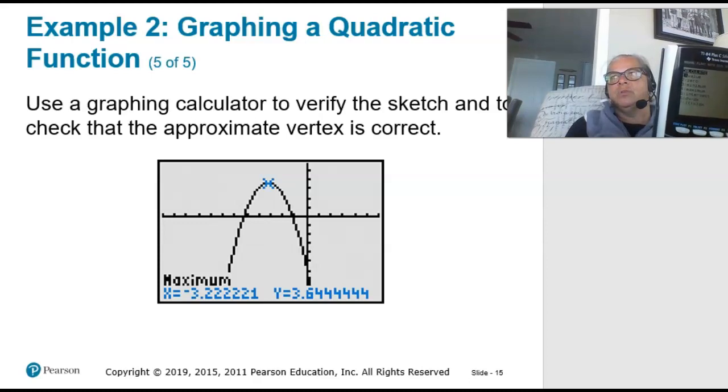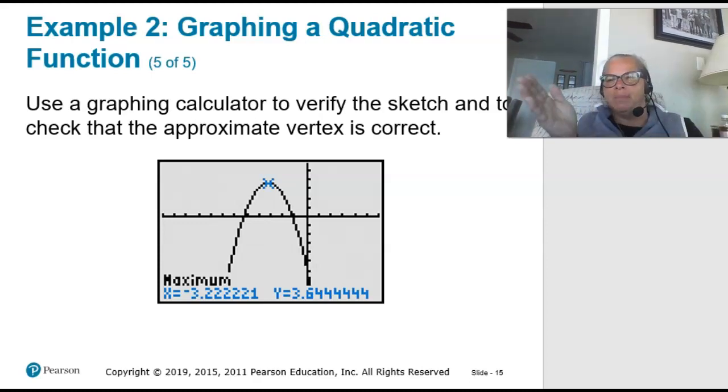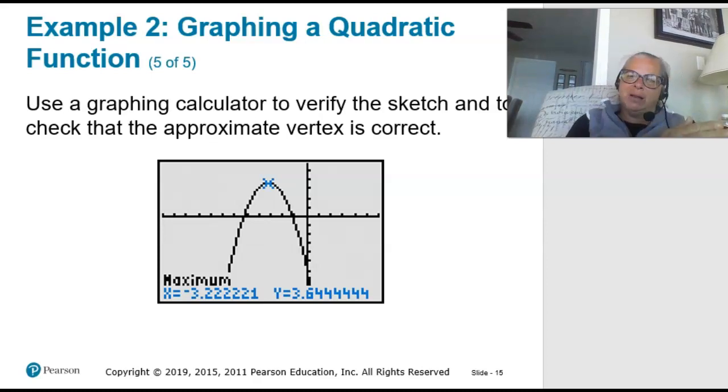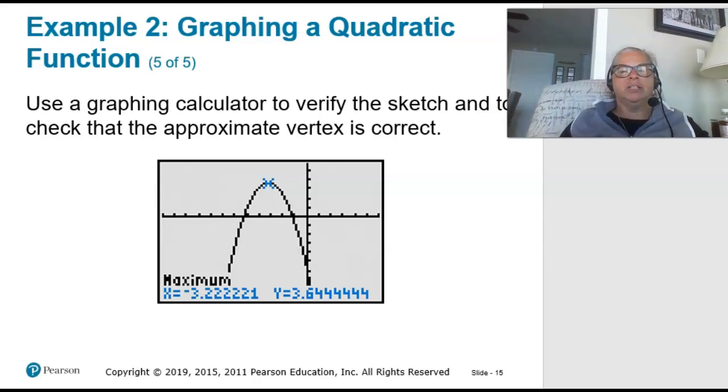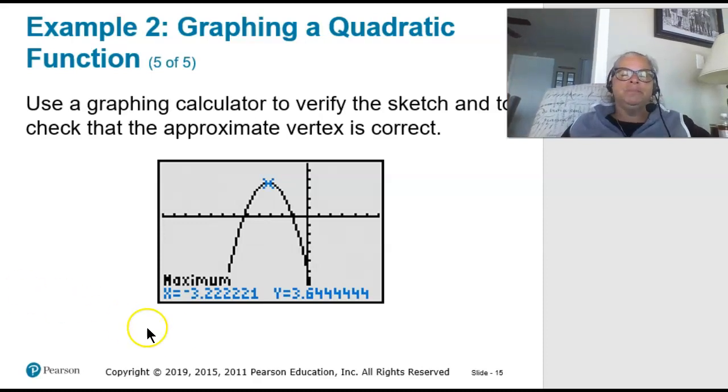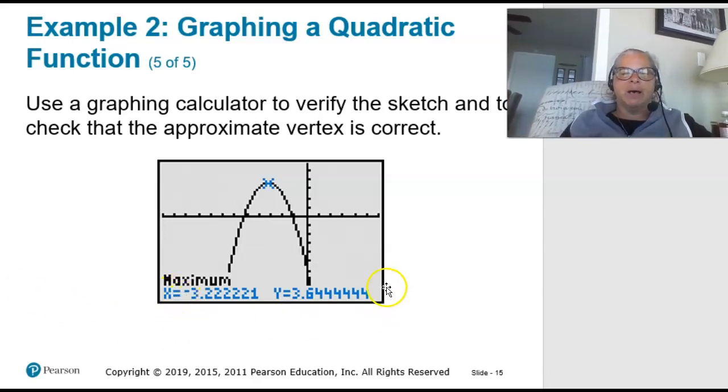Once you select 3 or 4, it's going to ask you to decide the left bound and the right bound. Just pick any spot on the parabola to the left, and pick any spot on the parabola to the right. It's going to ask you to guess. It's up to you. You don't have to. You can just press enter. And then it will give you the maximum or the minimum at the bottom of the screen. And in this case, it found exactly what we found manually.